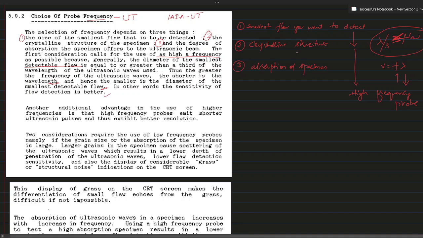You understand, right? If you want the smallest flaw, lambda by 3 should be very less. If lambda is very less, frequency is very high. That means if you want the smallest flaw, you need to increase the frequency to very high.